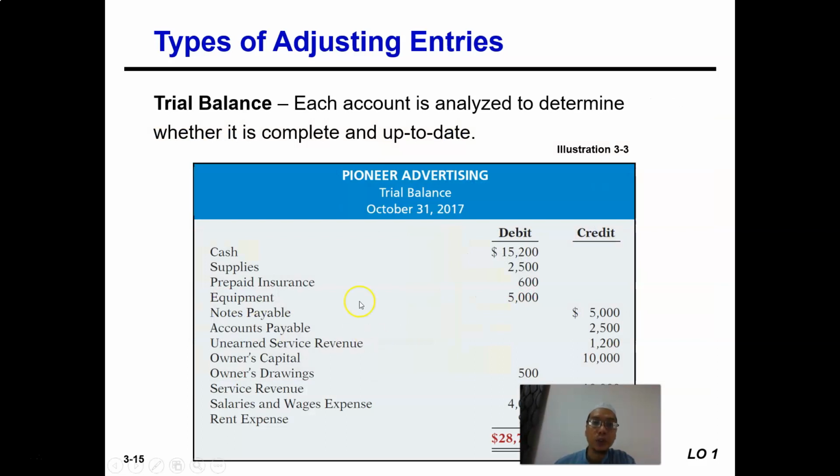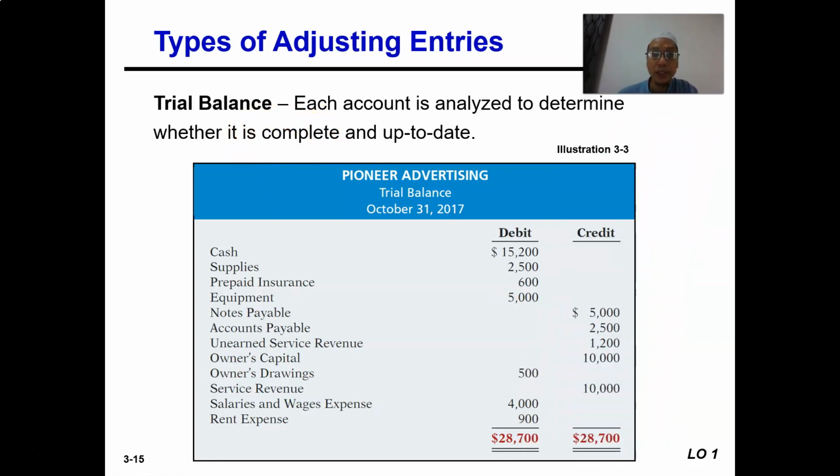All right. So to do the adjusting entries, we need to look at the trial balance. Each account is analyzed to determine whether it is complete or up to date. At the end of our accounting period, whether it is monthly, quarterly or yearly, we need to look at our trial balance and see whether the trial balance is complete and up to date. It takes into account all the deferrals and all the accruals.